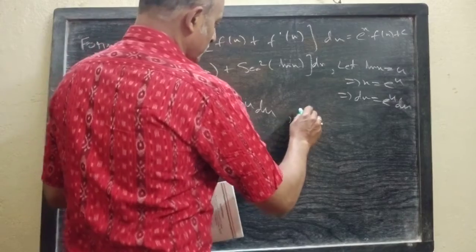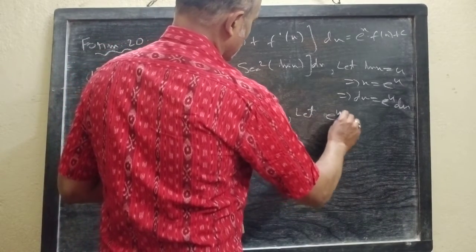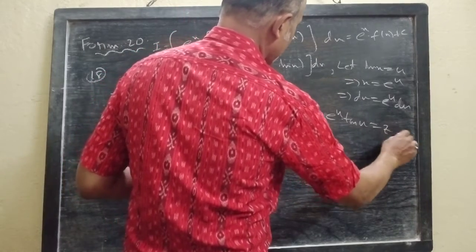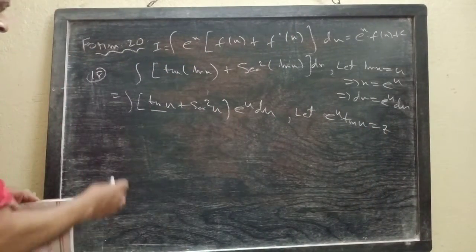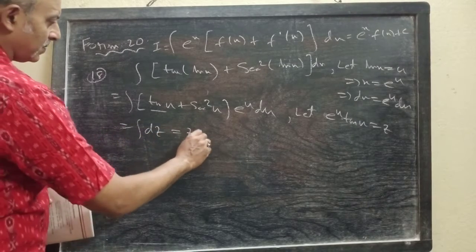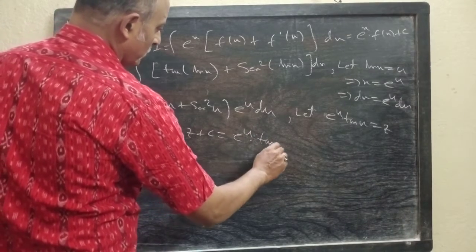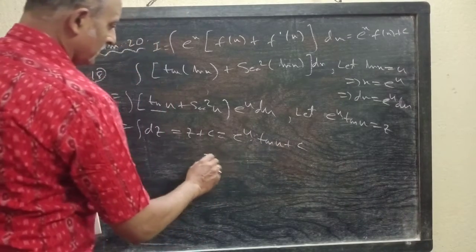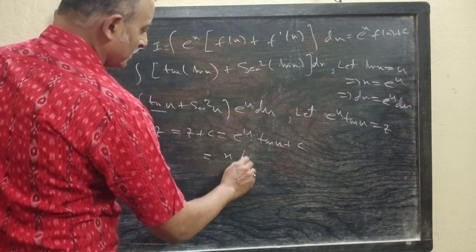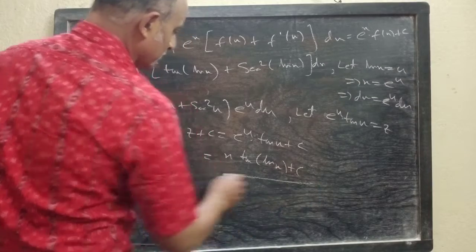So your next substitution is, let e to the power u into tan u as z, do differential. Here ultimately you get integration dz, that is z plus c, that is e to the power u into tan u plus c, that is e to the power u is x, tan u, that is tan of ln x plus c. This is your final answer.